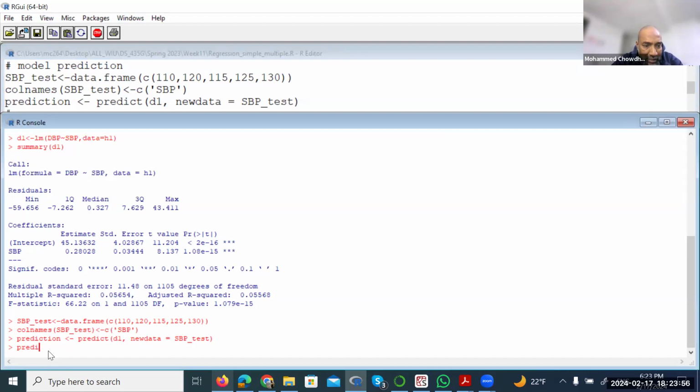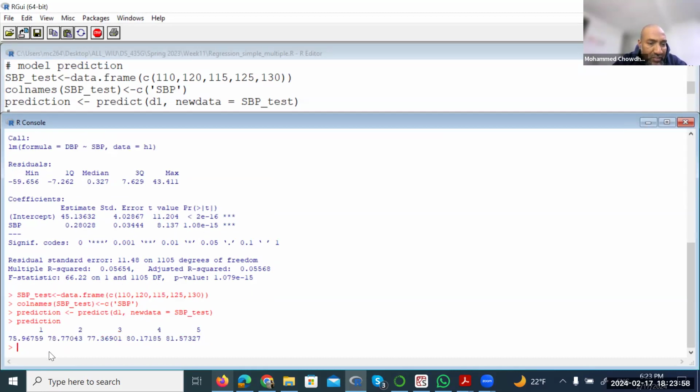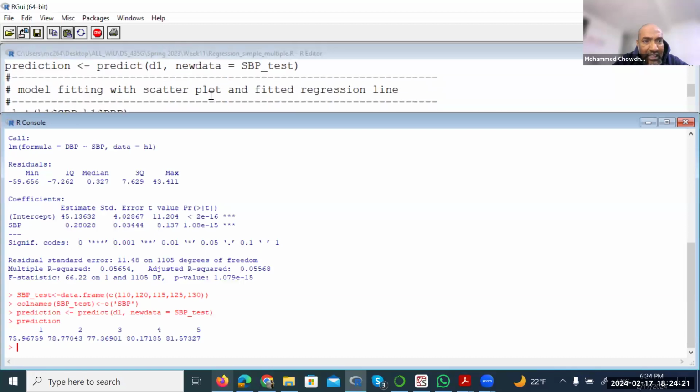Now take a look at that. All of these values are smaller corresponding to this value. When there are 110, the prediction value is that. When 120, the prediction value is a little higher. When this is 115, the prediction value is a little lower. When 125, it is a little higher. And then 130, it is even higher. Okay. So that means as one is going up, the other is also going up. So we have made some prediction.